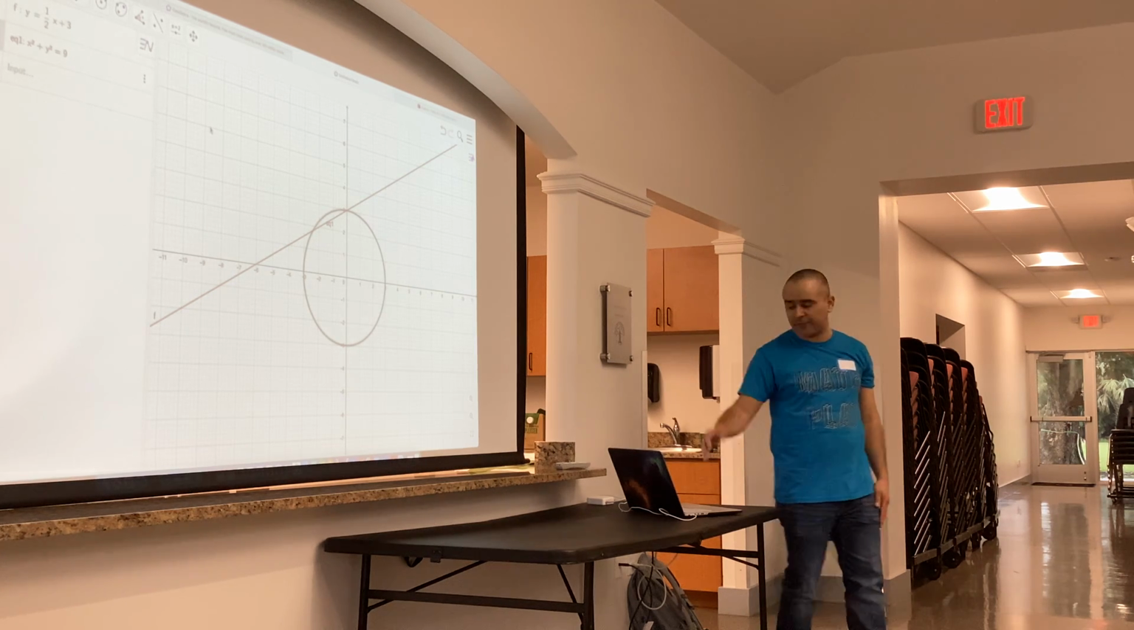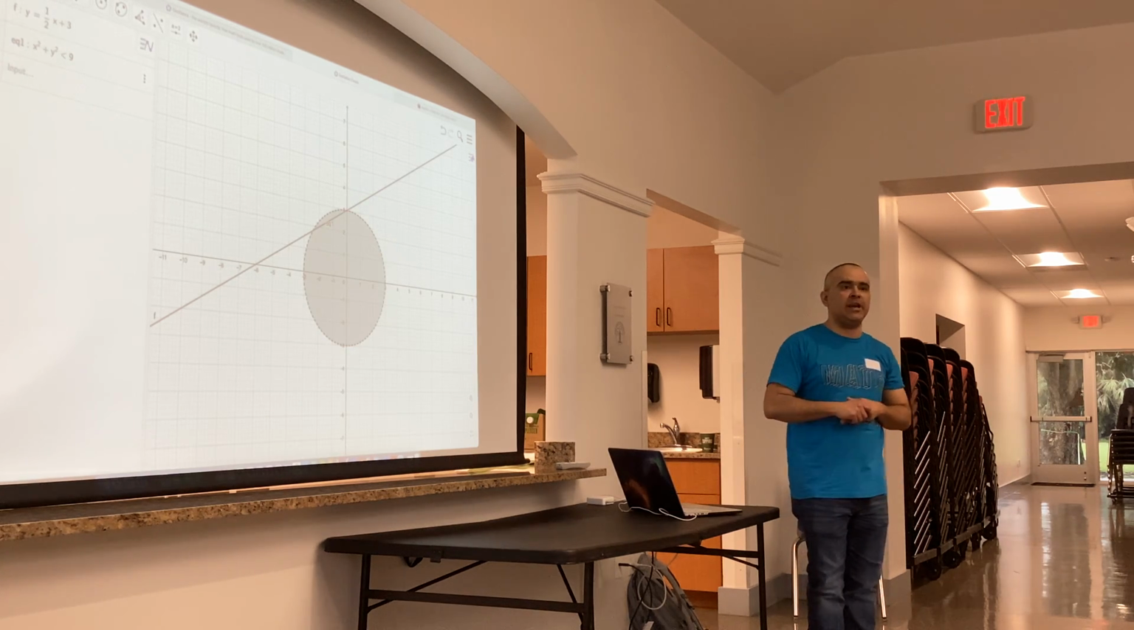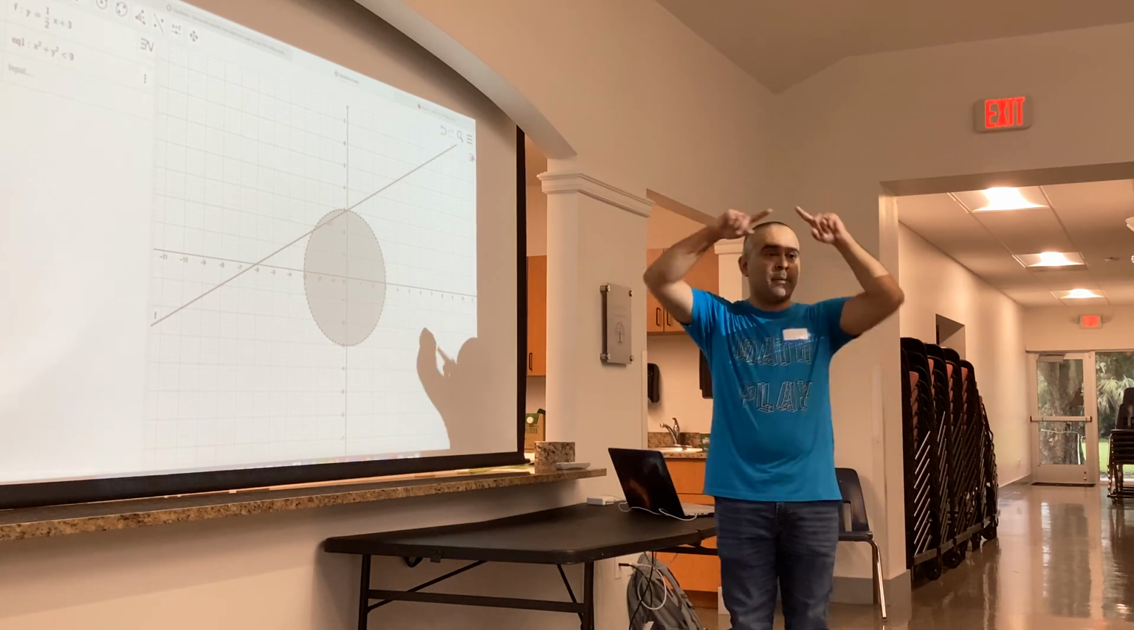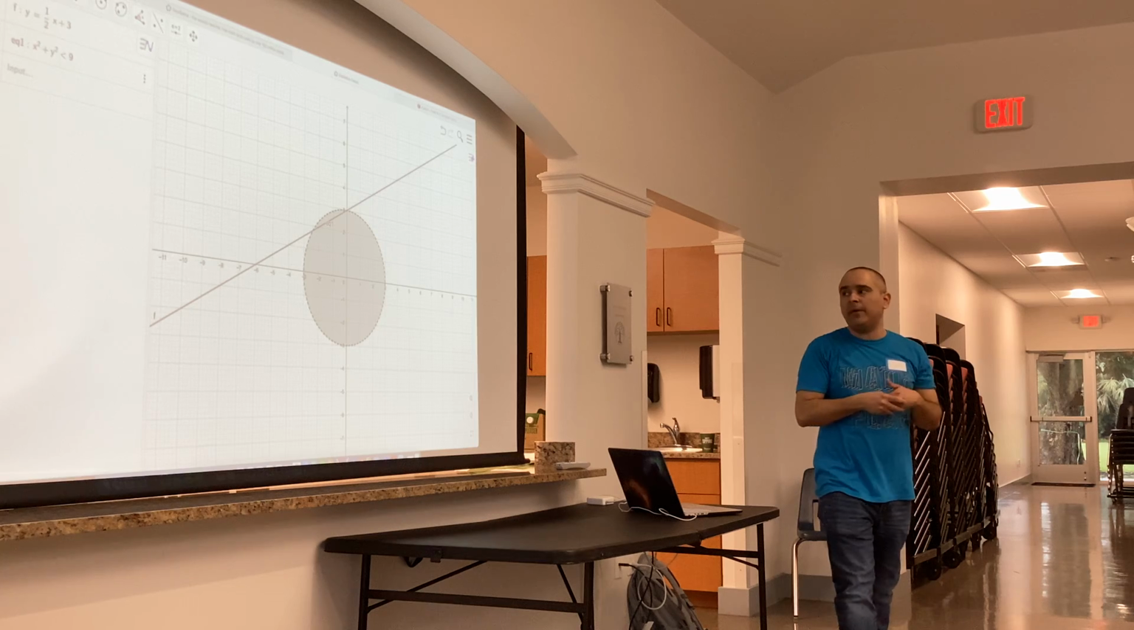You could change the different colors. Maybe I can change this into an inequality, and then it's going to shade it in and change the outer, right? Now it's like a dotted line. So it's very user-friendly, very intuitive.